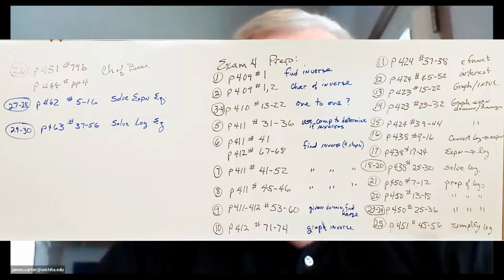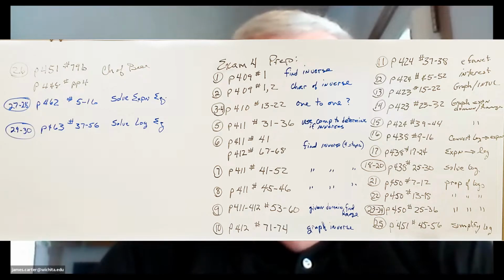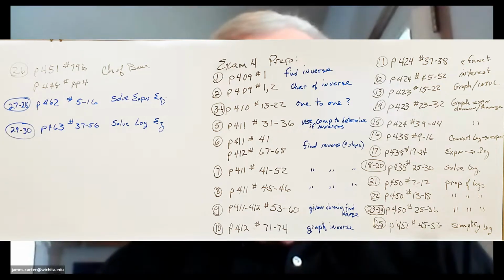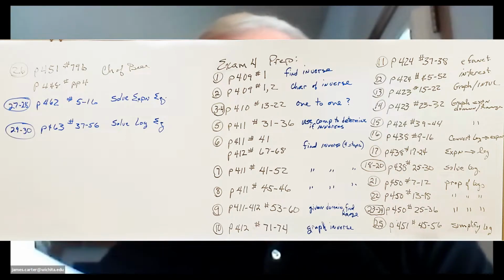the instructions for both problem number 3 and 4, which have the same citation, are determine if the relation defines y as a one-to-one function of x. I give you a graph of an equation, okay? And then based on that graph, you have to tell me if it's a one-to-one. And of course, you want to use the horizontal line test on that to determine it. The citation is page 410, problems 13 through 22. Number 4 has the same citation and is the same type of problem.